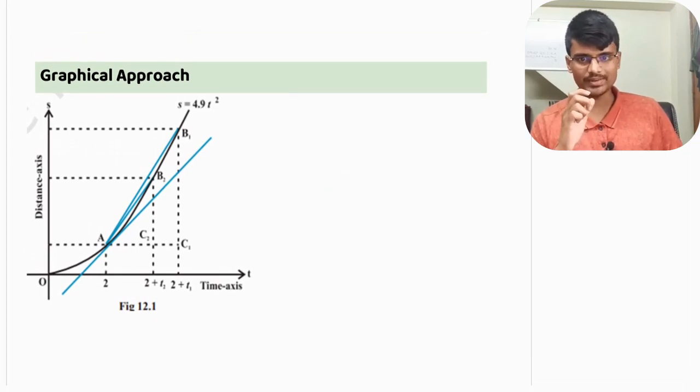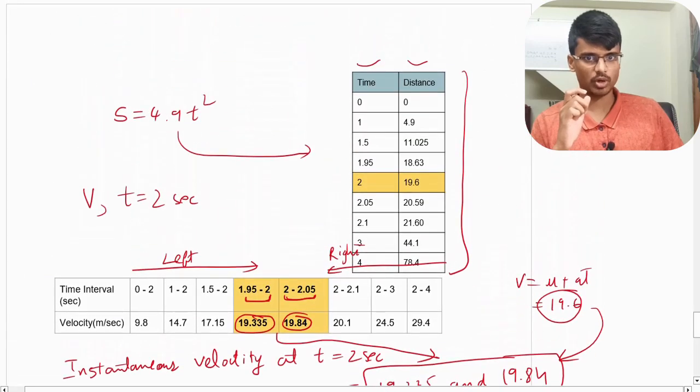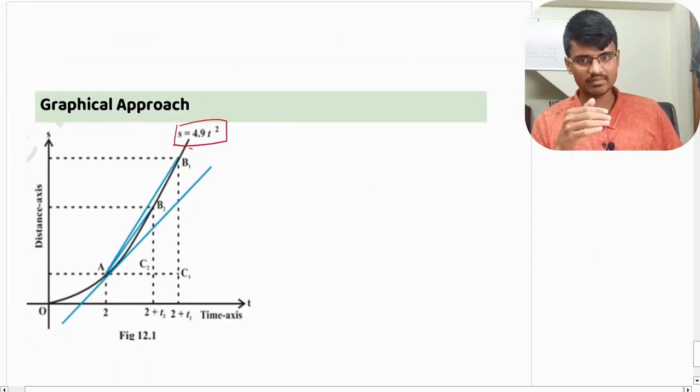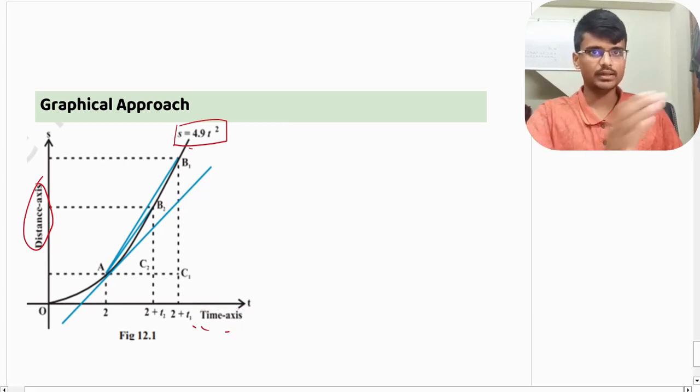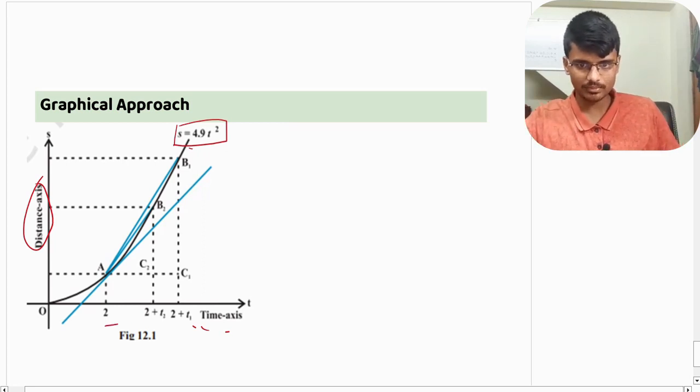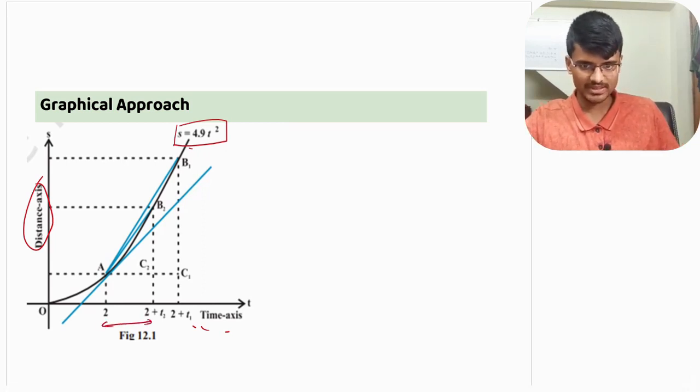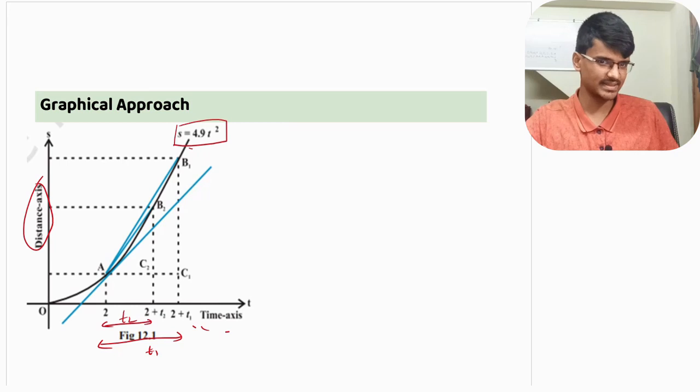Okay, so this graph, what you see, this black color graph is nothing but s is equal to 4.9 t square. So the same thing, using which we plotted our values. Using those values, we found out the velocity. So this is our distance versus time, right? Okay. So here they have only taken the right hand limit. So this is 2 plus t1. Sorry. This is just t1. This is my t2. Okay, this is t2 and this is t1.